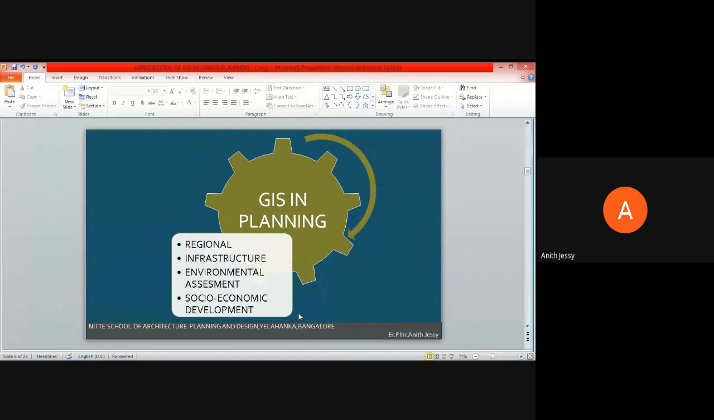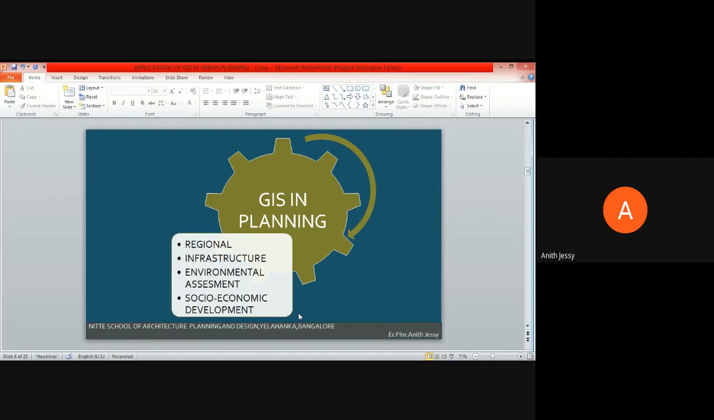When we talk about the planning forum, the different fields or specializations in town and country planning are regional planning, infrastructure, environmental assessment, and socio-economic development. So all this GIS information, the spatial information which is available, is helpful for each of these specializations. When we talk about the regional, it talks about the regional allocation of resources or regional connectivity. In terms of infrastructure, we can talk about the provision of water supply, sanitation, sewerage, and whatnot.